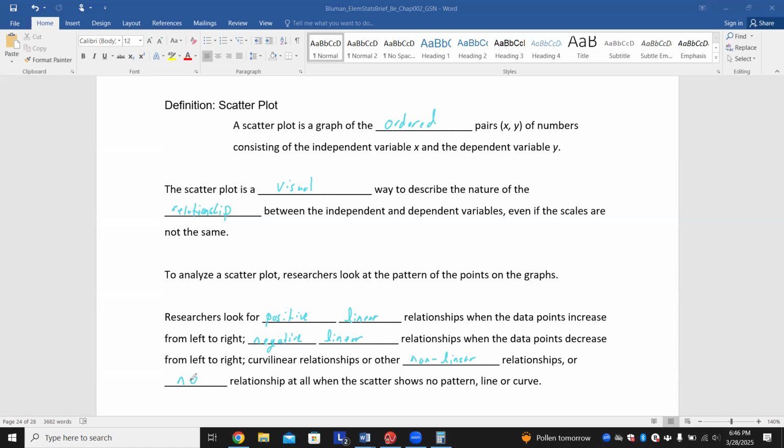So again, you have positive linear relationships, a negative linear relationship. Typically, we just go with no linear relationship, but you may also have heard of curvilinear, non-linear, or just no relationship at all. So let's look at some of those situations. We've got enough of these words written down. Let's look at some graphs.